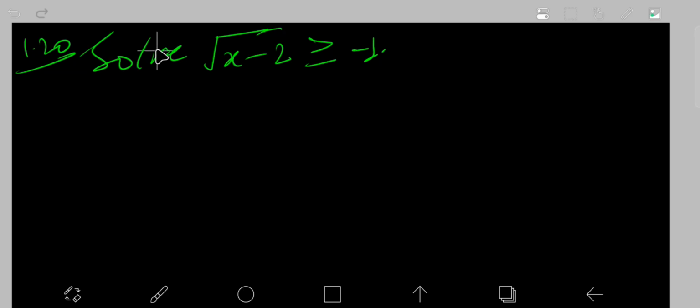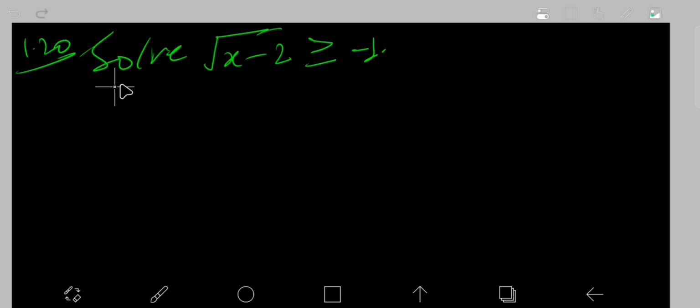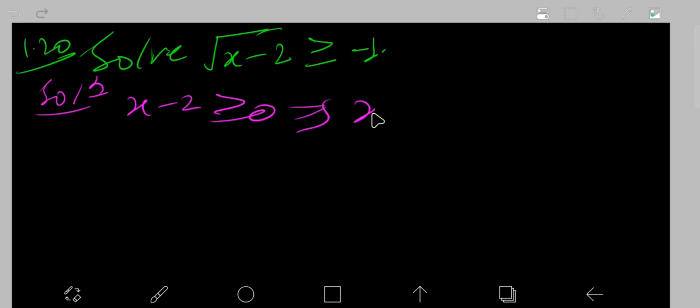Now we solve this one. How do we solve this one? This is a square root, so it is defined only if x minus 2 is greater than or equal to 0. So from here we get x is greater than or equal to 2.